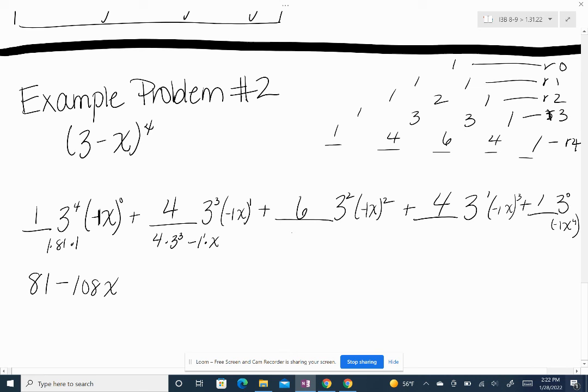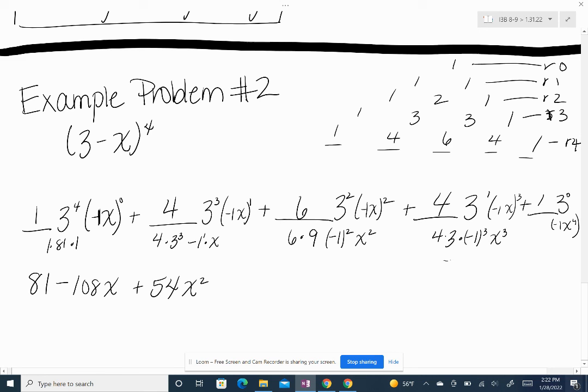Okay, so now we have 6 times 9. Luckily, your numbers are going down. Should be easier to manage. 6 times 9 is going to give us 54. Oh, and then also, -1 squared. That's a negative times a negative, which is a positive 1. And then we also have x squared. So it's going to be a positive 54x squared. Okay, so now this is 4 times 3, which is 12, times -1 cubed x cubed.